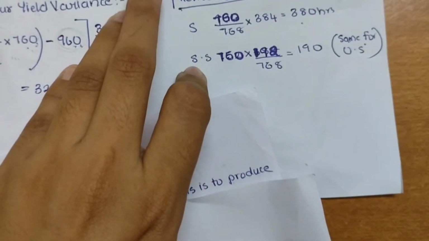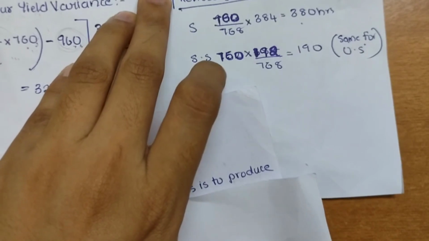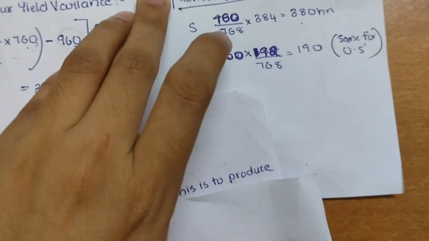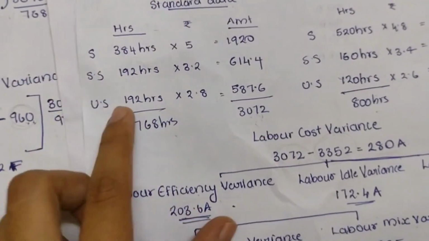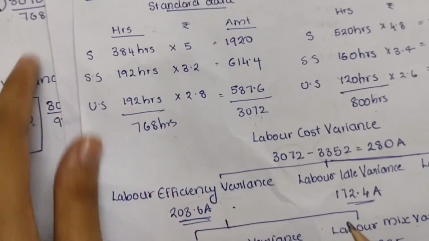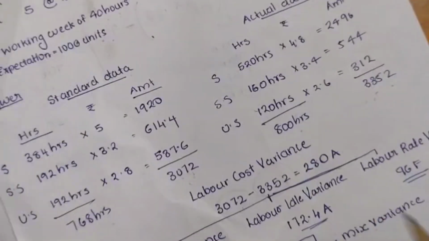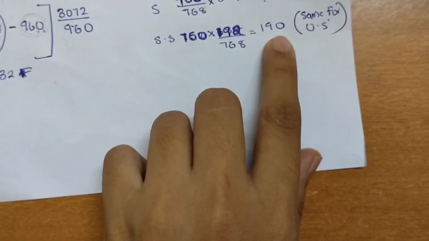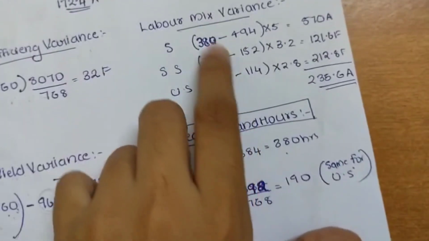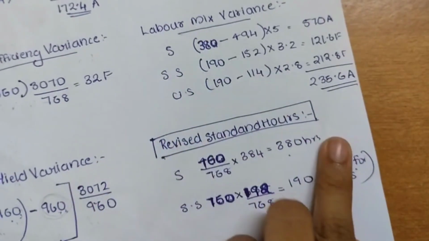In the case of semi-skilled and unskilled, we have the same data. That means, if you take a look here, 192 hours is the standard. So we'll be taking 192 divided by 768 into 760, which is the same for both semi-skilled and unskilled, so I'm only doing one calculation here. So we'll end up with 190 hours. Okay, so these are the revised standard hours.